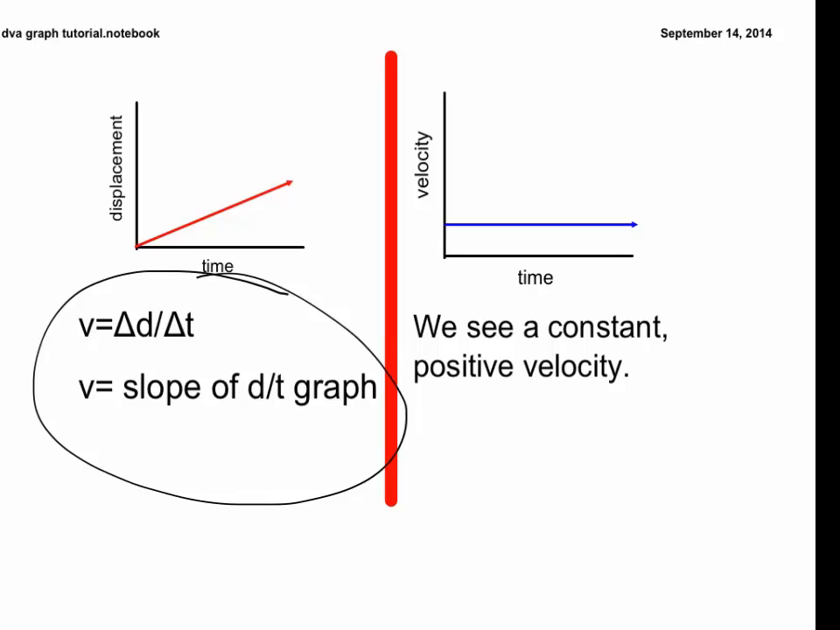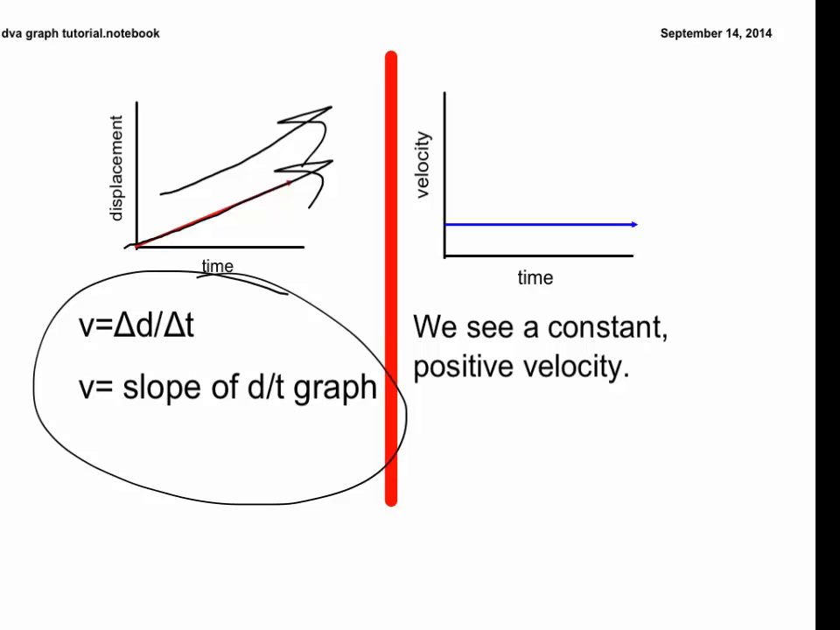If you look very quickly at this graph here, we notice that the slope is going up. We see a positive slope. Notice also that the slope here is constant. Okay, it's a straight line moving up and to the right. So that tells us that there is some velocity.